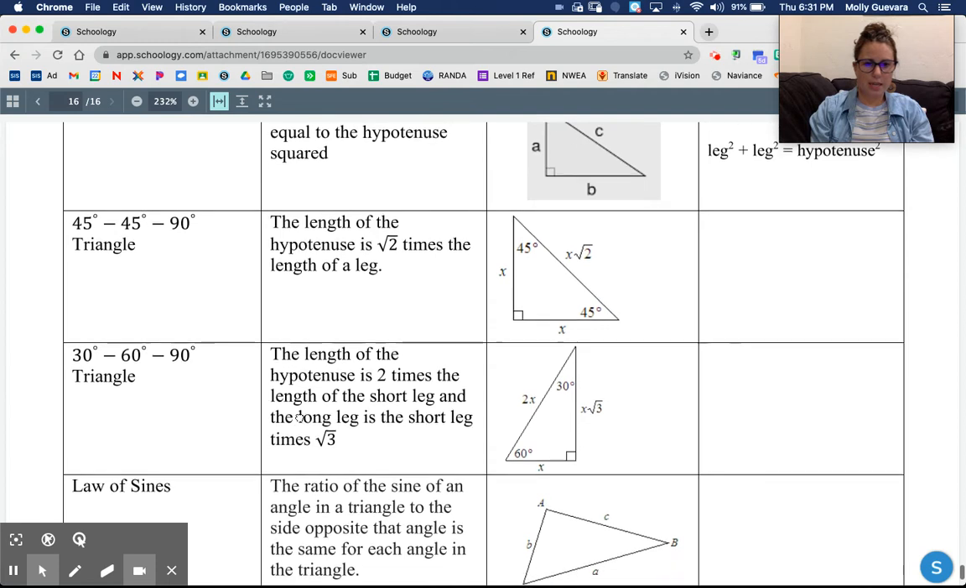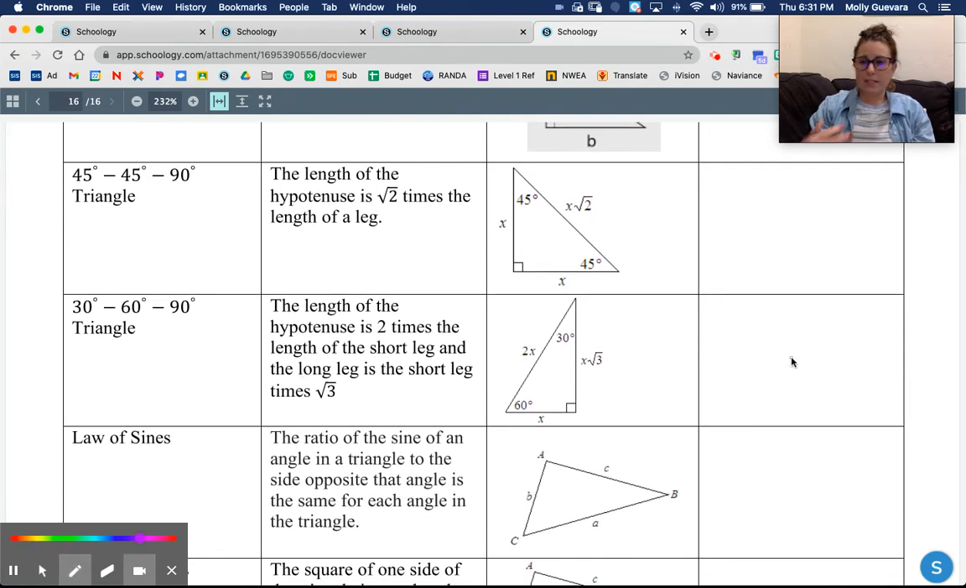In a 30, 60, 90 triangle, similar idea in that every single 30, 60, 90 triangle that you see will have a pattern, right? Whatever leg is next to the 60 degrees is going to be your x. Okay? To get the hypotenuse, you take that value and you multiply it by 2, so this will be 2 times x. And then to find the longer leg, the leg that's next to the 30 degrees, you take your x and you multiply it by square root of 3. And it's always just going to be that same pattern over and over and over again.